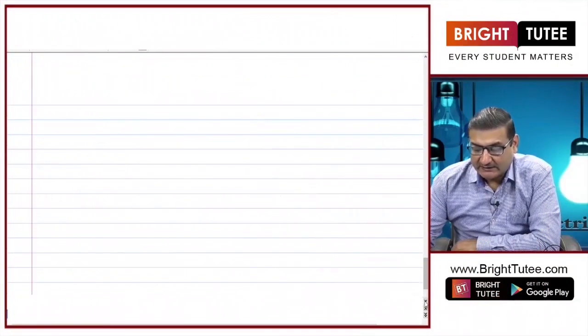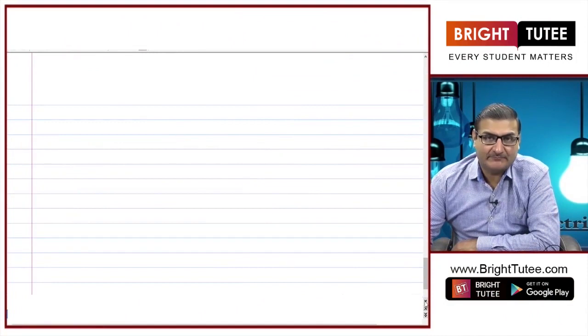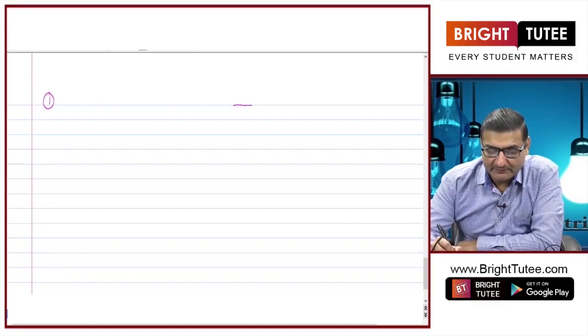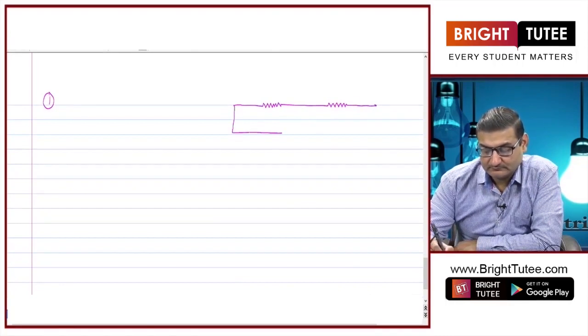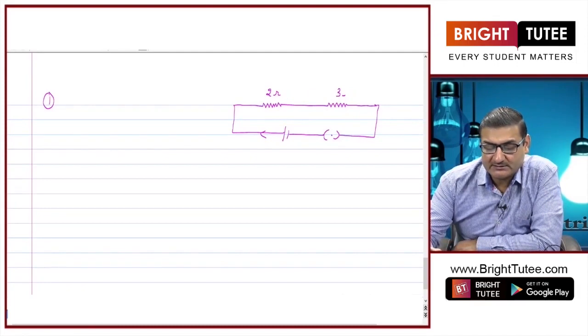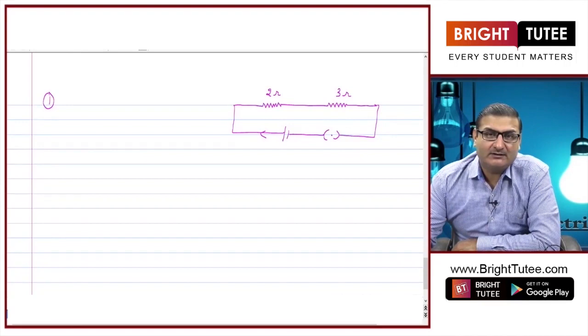Now let us see, apart from the derivation, what type of exact questions we will be getting. The first question is quite simple. We will be given a circuit diagram. No other values are given. This is the value of R1, 2 ohm, and this is the value of R2, 3 ohm. We will be asked to calculate the total resistance of this circuit.